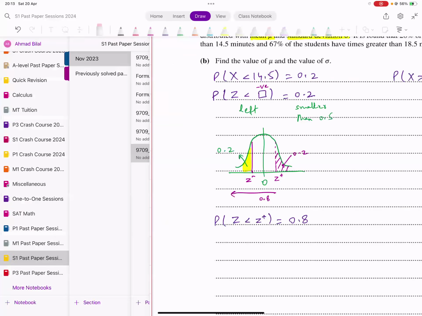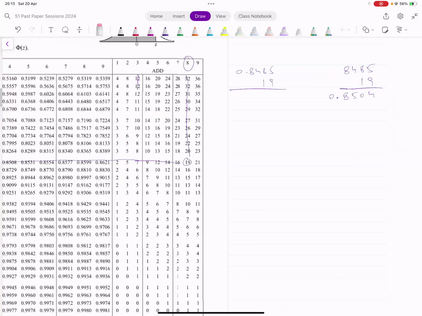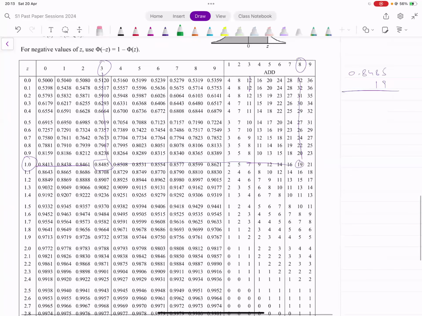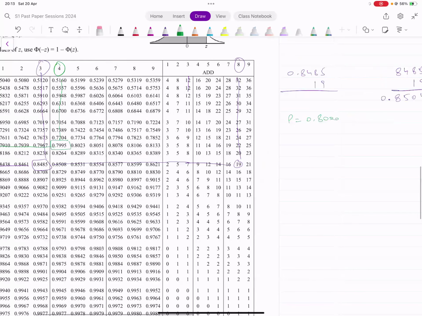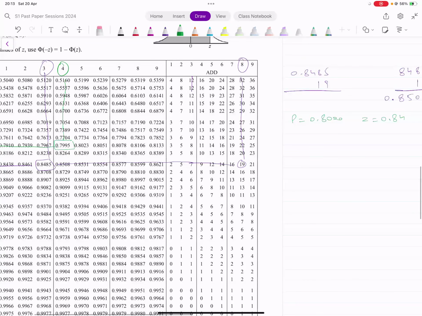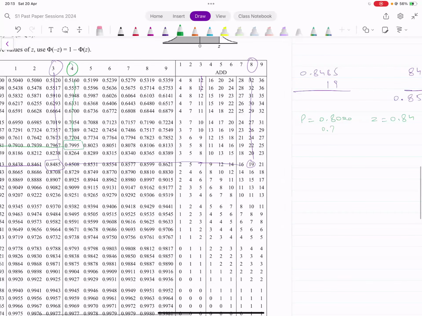So the probability value is 0.8. Let's look for 0.8. Probability is 0.8000. Where is 0.8? Okay, so we are finding 0.7995 here. That's what we've got here. Corresponding to that, we've got 0.8 and 4. So the z value is 0.84. That's the value that we're getting corresponding to 0.7995.